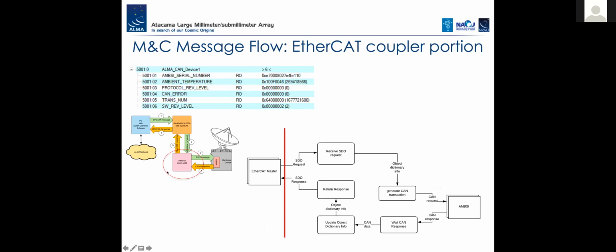The second portion of the data flow is inside the XMC4800, where we receive the EtherCAT message from the EtherCAT master. We open this data structure, convert it into a CAN message, and send it to the AMSI.